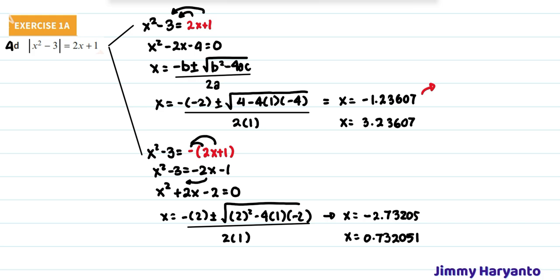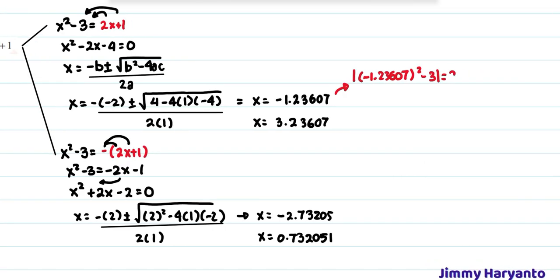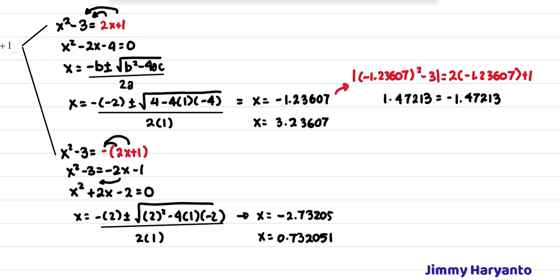For this one, just input to the questions. So you have negative 1.23607 square minus 3 equal to 2x plus 1, 2 times negative 1.23607 plus 1. Okay, wait, let me calculate it first. Okay, this is the result. The left hand side is positive 1.47213, and the right hand side is negative 1.47213. That means this one is not the solution, so you reject this one.